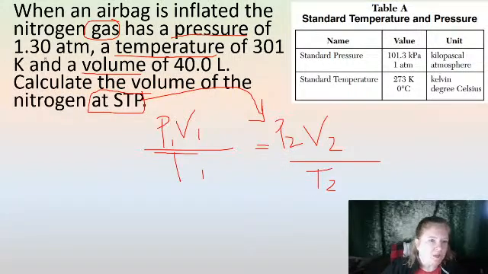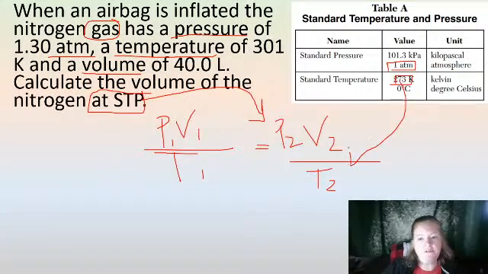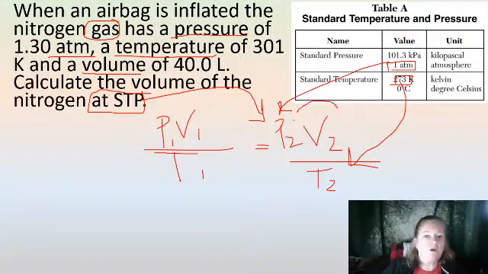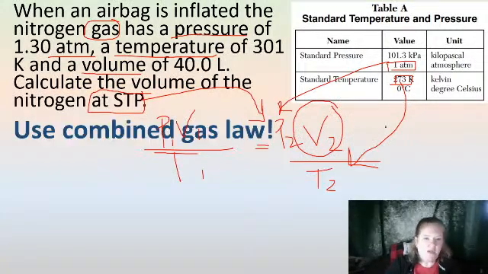My pressure up here was in atmospheres, so you pick the atmosphere standard pressure. The temperature has to be in Kelvin, so you use the Kelvin STP. So those values would go here in the formula, allowing me to solve for this. It is important to realize that you often use STP values in a combined gas law question.